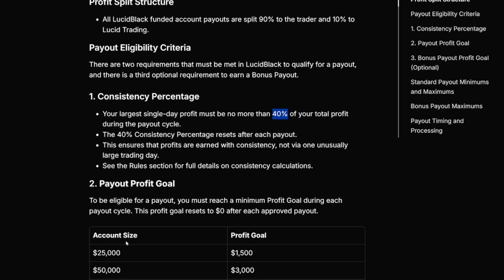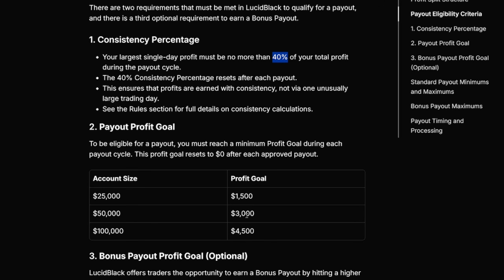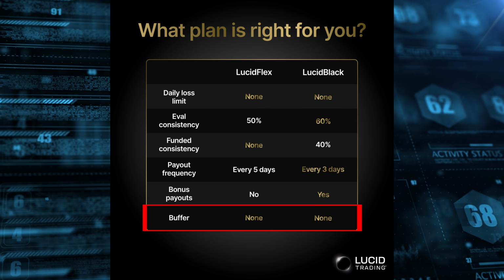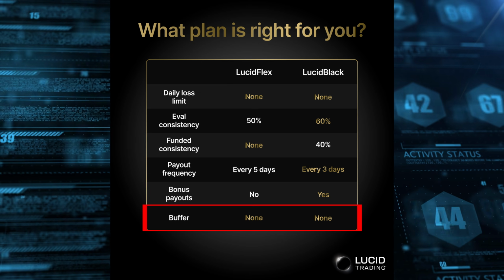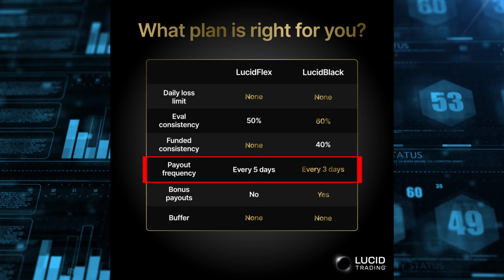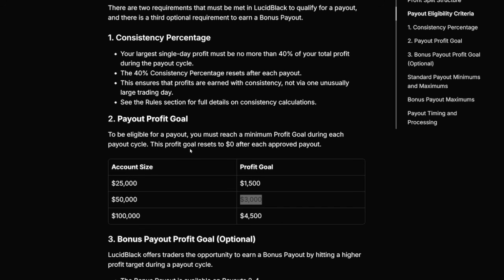But then we come down here and we start looking at, to be eligible for a payout, you must reach a minimum profit goal during each payout cycle. The profit goal resets to 0 after each payout is approved. So for the 50K account, we have to make $3,000 in between payouts in order to be eligible for a payout. Now, right here, we can also see in the Lucid Black account, under buffer, there is no buffer requirement. And we can also get a payout in as little as 3 days, where in the Pro account, it was going to be once every 5 days, best case scenario.